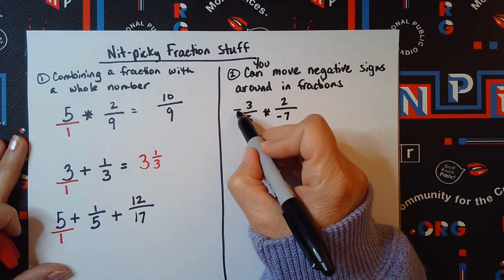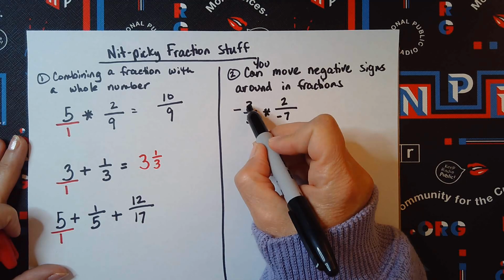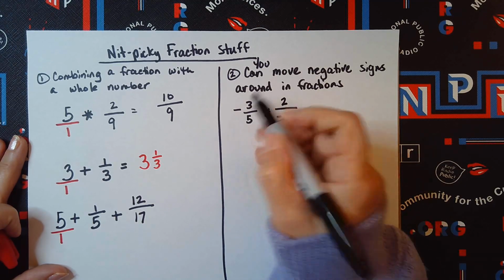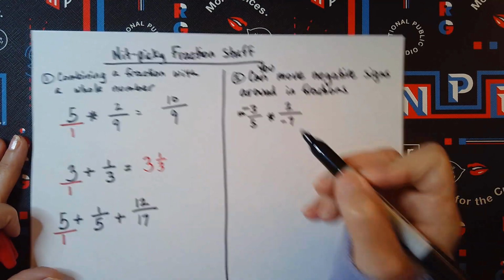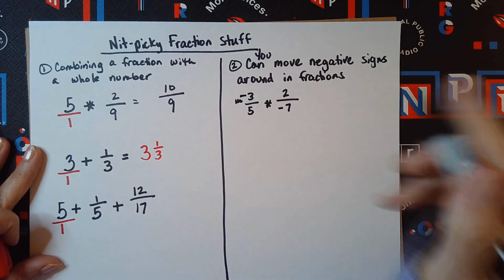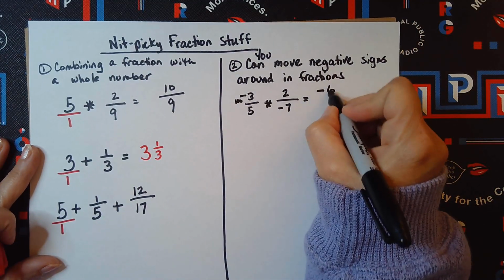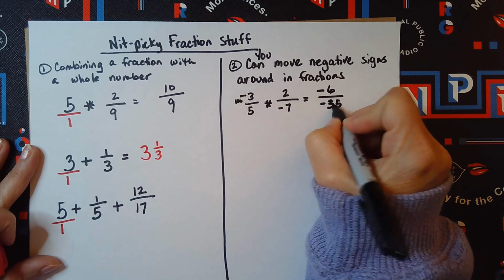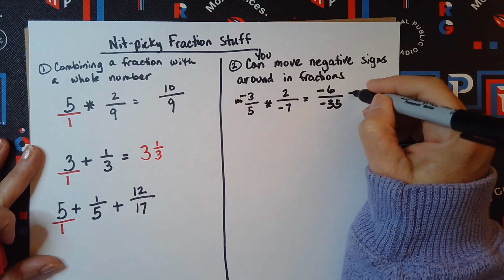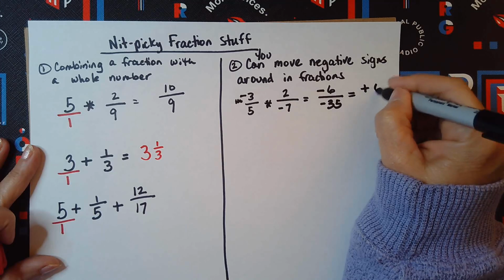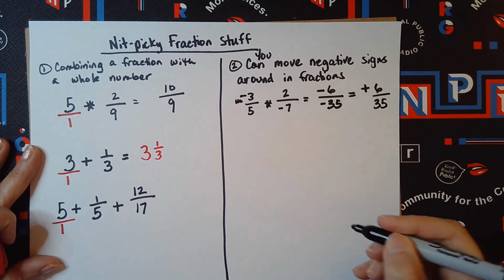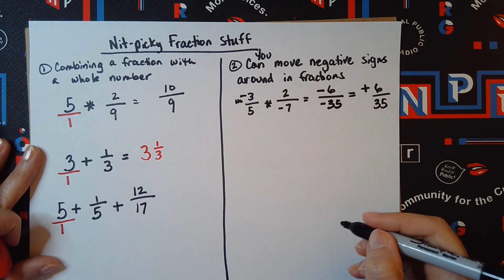First of all, we have to ask ourselves, well, where is this negative sign? Is that with the 3 or is that just in front? Yeah, let's just move it up here in front of the 3 so that it's clear. So now we would get negative 6 over negative 35. A negative divided by a negative is going to become a positive. So 6/35 is our answer here.